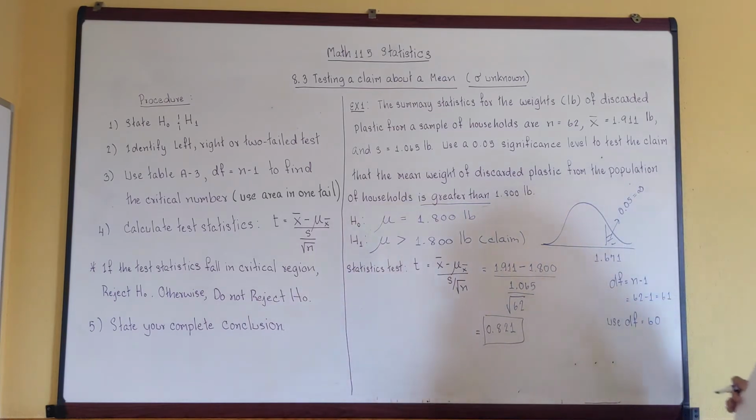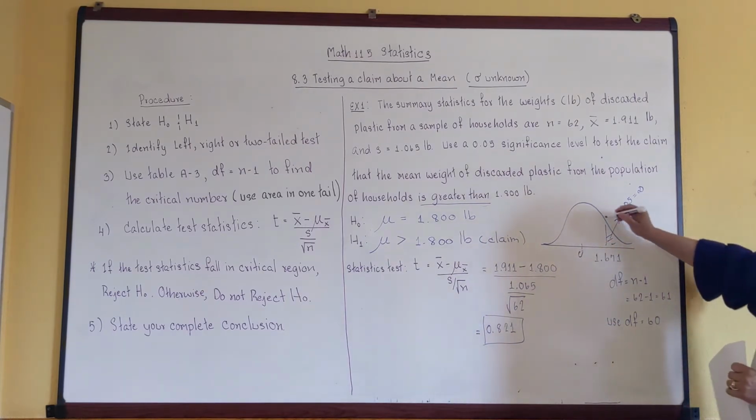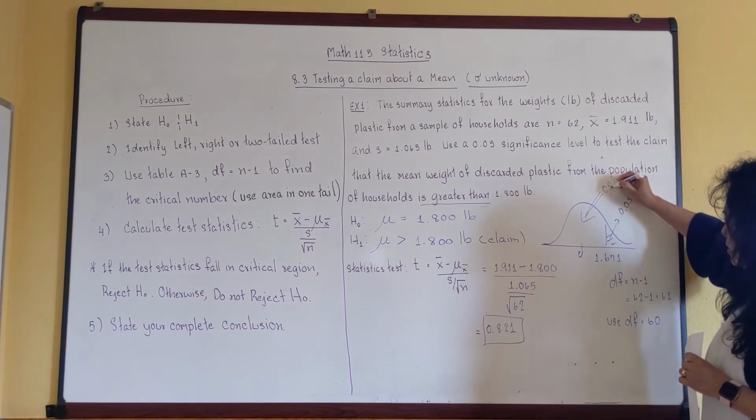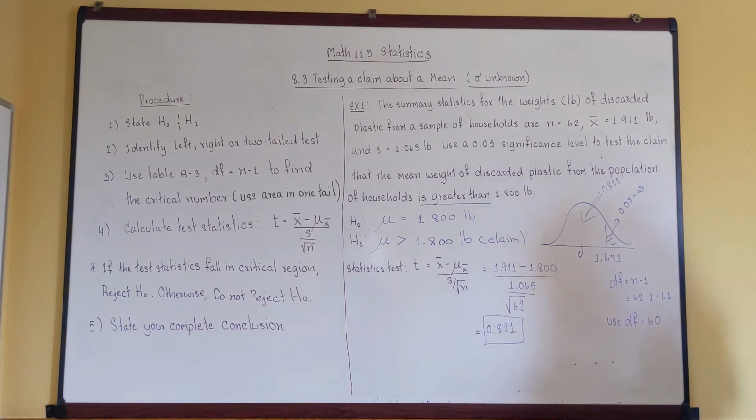0.821. As you can see, 0 is in the center. 0.821 is not in the shaded area. It does not fall in the critical region, so do not reject H naught.